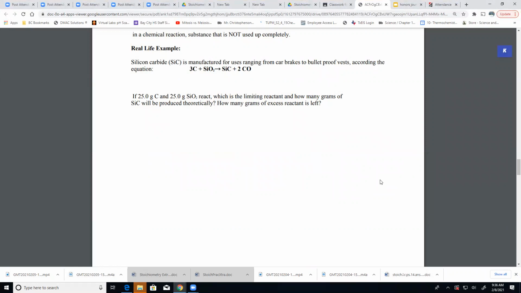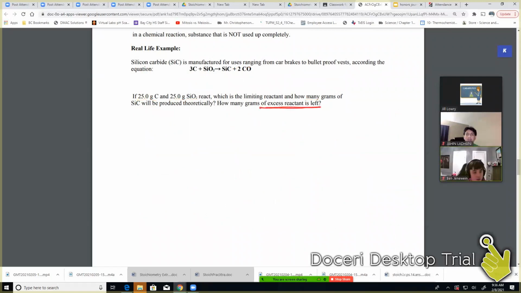All right. So now we know, we're trying to figure out how many grams of our excess reactant is left. So now we know that our excess reactant is carbon, because we already said the other one was silicon dioxide. So that becomes our unknown. The excess reactant becomes the unknown. Your known becomes how many grams of the product were actually made, 16.7 grams of silicon carbide were actually made. That's what we got from our stoichiometry problem.